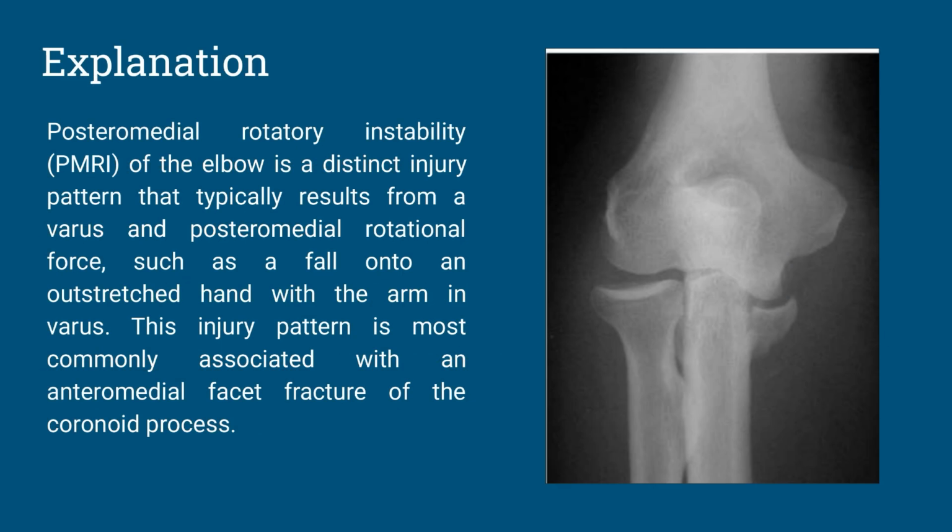Posteromedial rotatory instability, PMRI, of the elbow is a distinct injury pattern that typically results from a varus and posteromedial rotational force, such as a fall onto an outstretched hand with the arm in varus. This injury pattern is most commonly associated with an anteromedial facet fracture of the coronoid process.